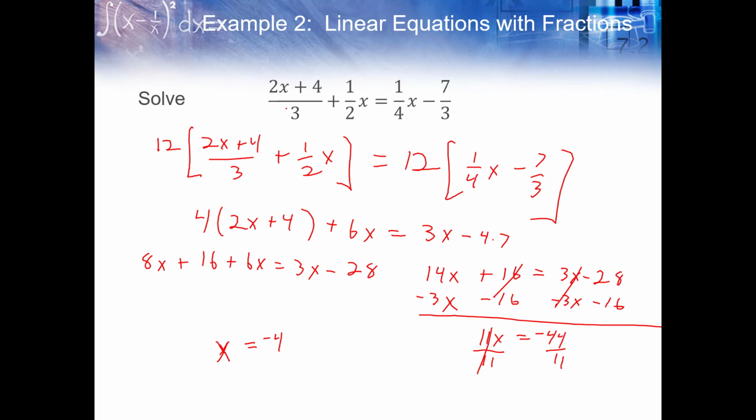Okay, let's go ahead and do that. And if I do, I will have 2 times negative 4, which is negative 8, plus 4 will be negative 4. So I'm going to have negative 4/3 minus 2. And that is going to be equal to, well, that's going to be minus 1. Negative 4 divided by 4 minus 7/3.